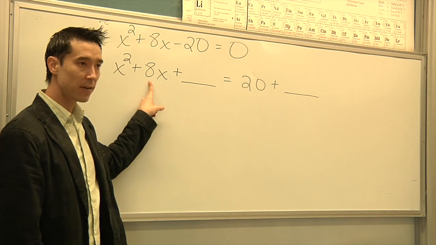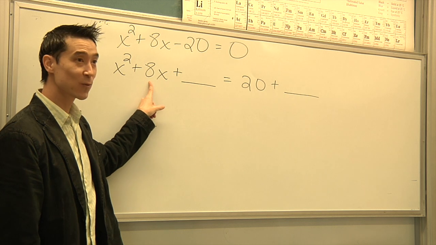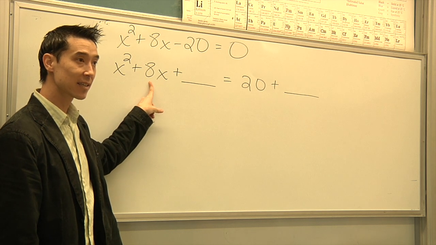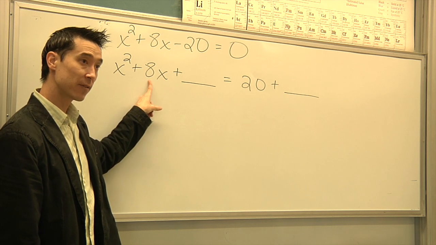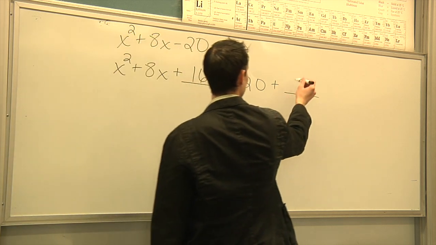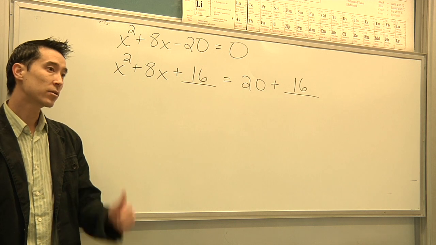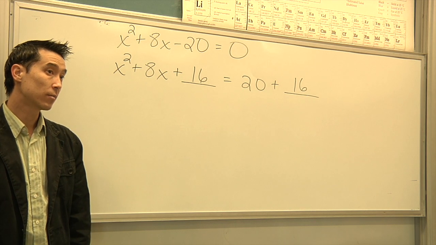What is 1/2 of 8? 4. And what's 4 squared? 16. Is everybody with me on that? Half of this and square it. So I'm adding 16 to both sides. Okay? That's the most important step. That's the magic number that we have to add to both sides.